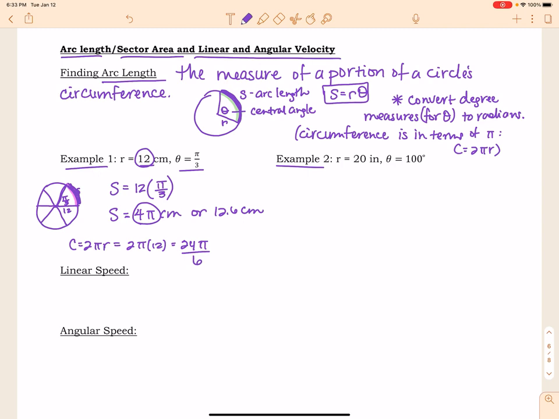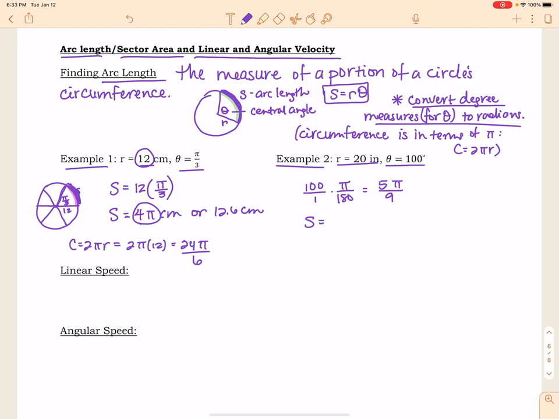Okay, the second example, we have a radius of 20 inches and theta is given as 100 degrees. Well, remember, I told you right up here, it will make your life easier if you'll convert 100 degrees into radians. So that's what we're going to do first. So I'm going to take this 100 degrees and I'm going to multiply it by pi over 180. That's how we do those conversions. And after reducing, I get 5 pi over 9.